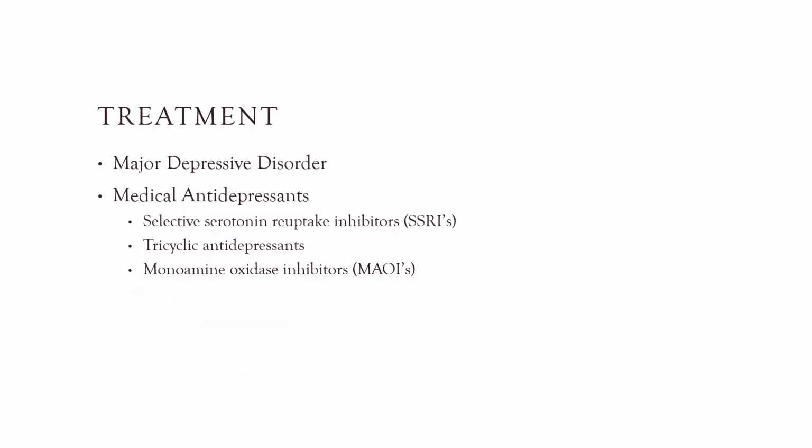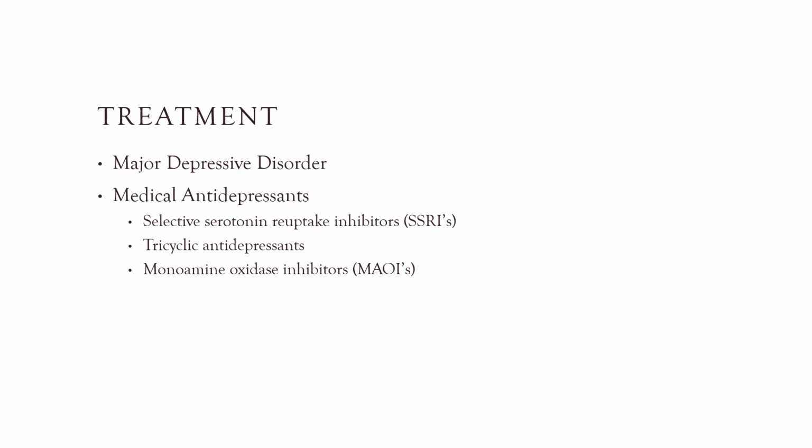So for treatment for major depressive disorder and persistent depressive disorder, one of the most common treatments is going to be medical antidepressants. I have a few examples of traditional antidepressants here. The first are called selective serotonin reuptake inhibitors, or SSRIs. So let's break down what that word means. Serotonin, we already know, is a neurotransmitter that I already talked about that we think is playing a role in depression. It's very important for things like mood and social interaction.